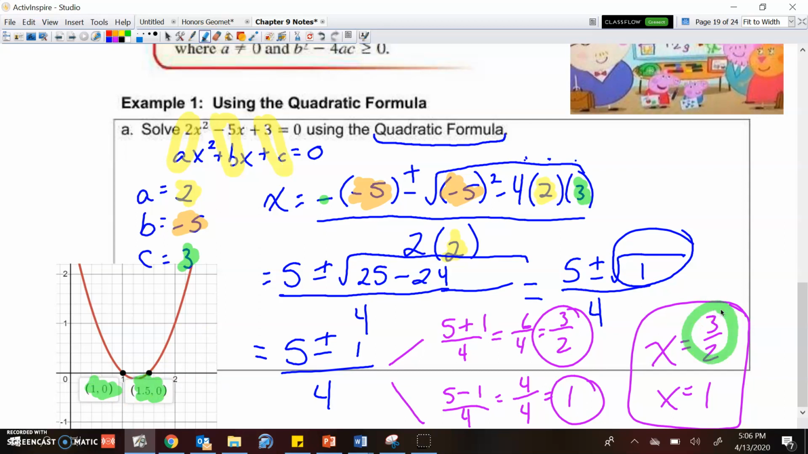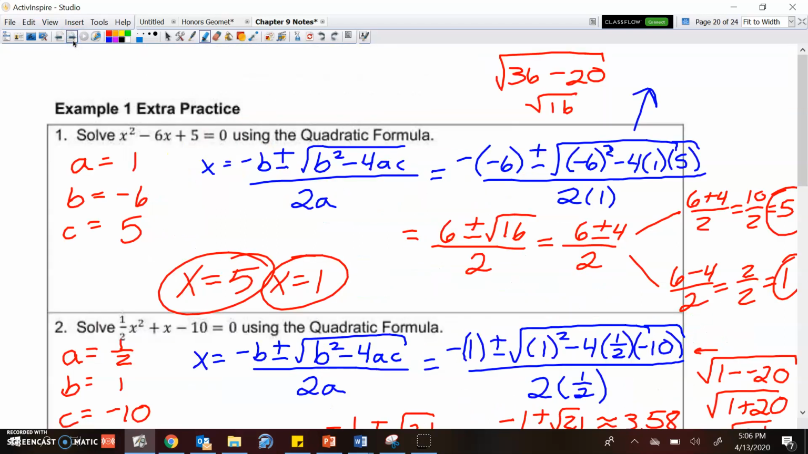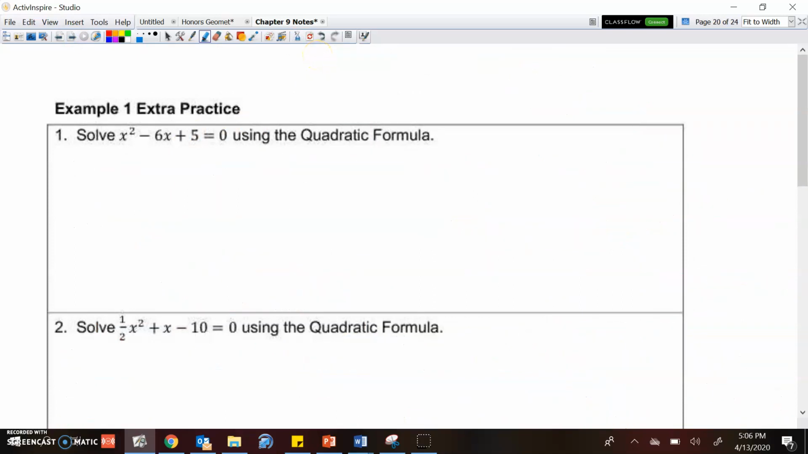So again, we could have factored this. I might have just made a little mistake when I was doing it, but that's very possibly factorable, but not everything will be. So let's move on to the next page and just try a couple more together. Whoa, sorry. Okay, so I'm going to write the formula every time we do it.